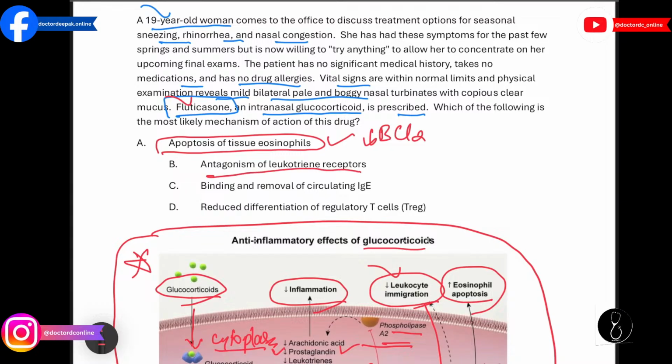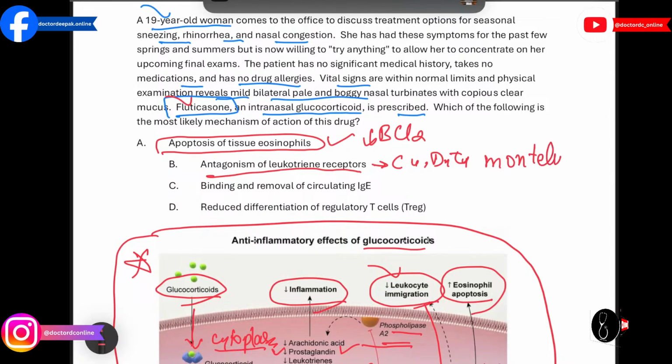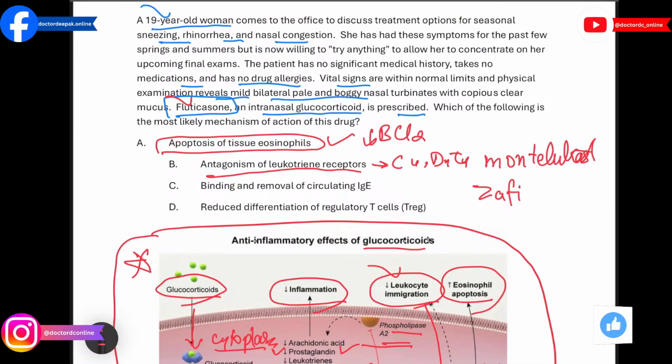And if you guys are thinking about antagonism of leukotriene receptors, why is it not the answer? Because firstly, whenever somebody looks at the question, they will answer that the leukotriene receptor will be antagonized. No guys. The mast cells and eosinophils release cysteinyl leukotrienes like C4, D4, and E4 that trigger mucus secretion and edema. The cysteinyl leukotriene receptor antagonists are montelukast and zafirlukast.